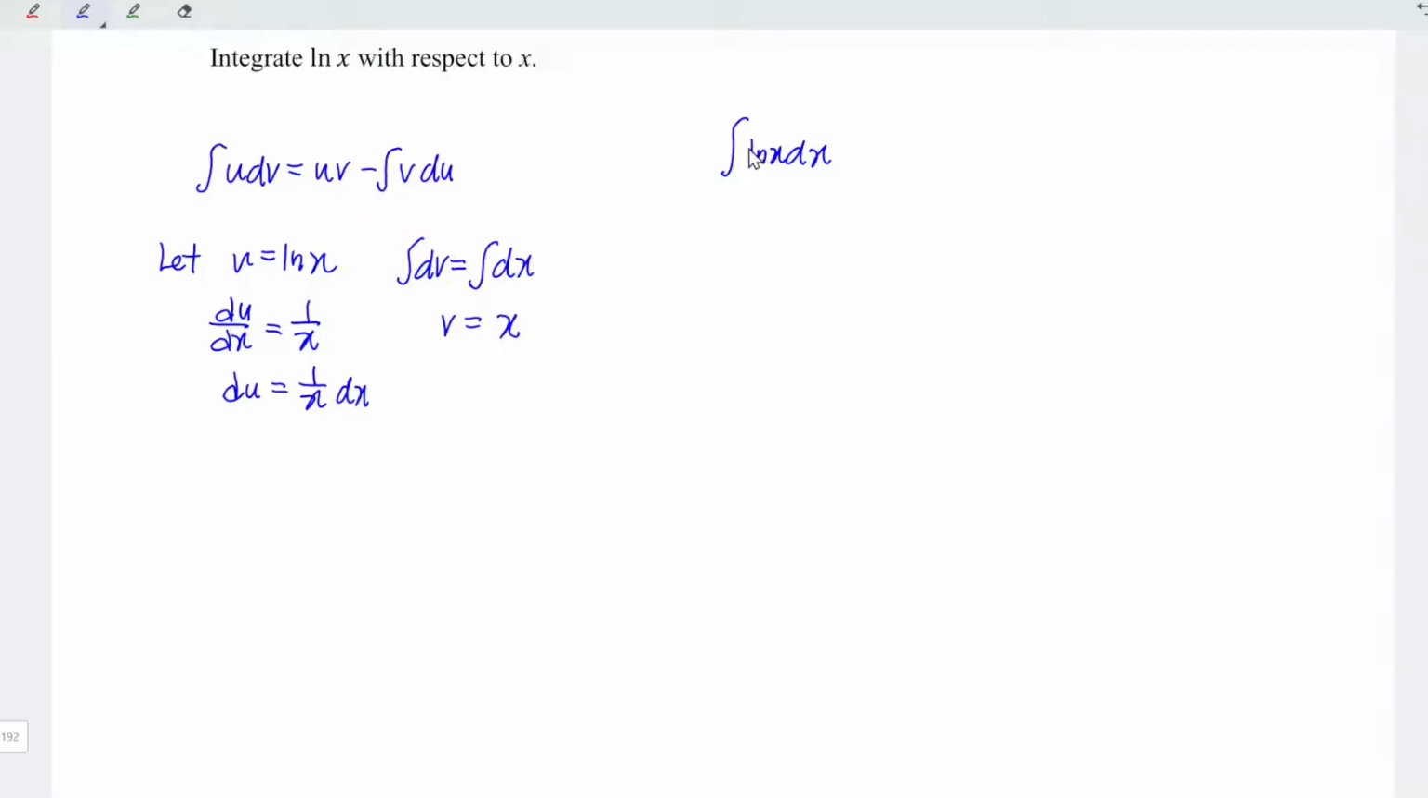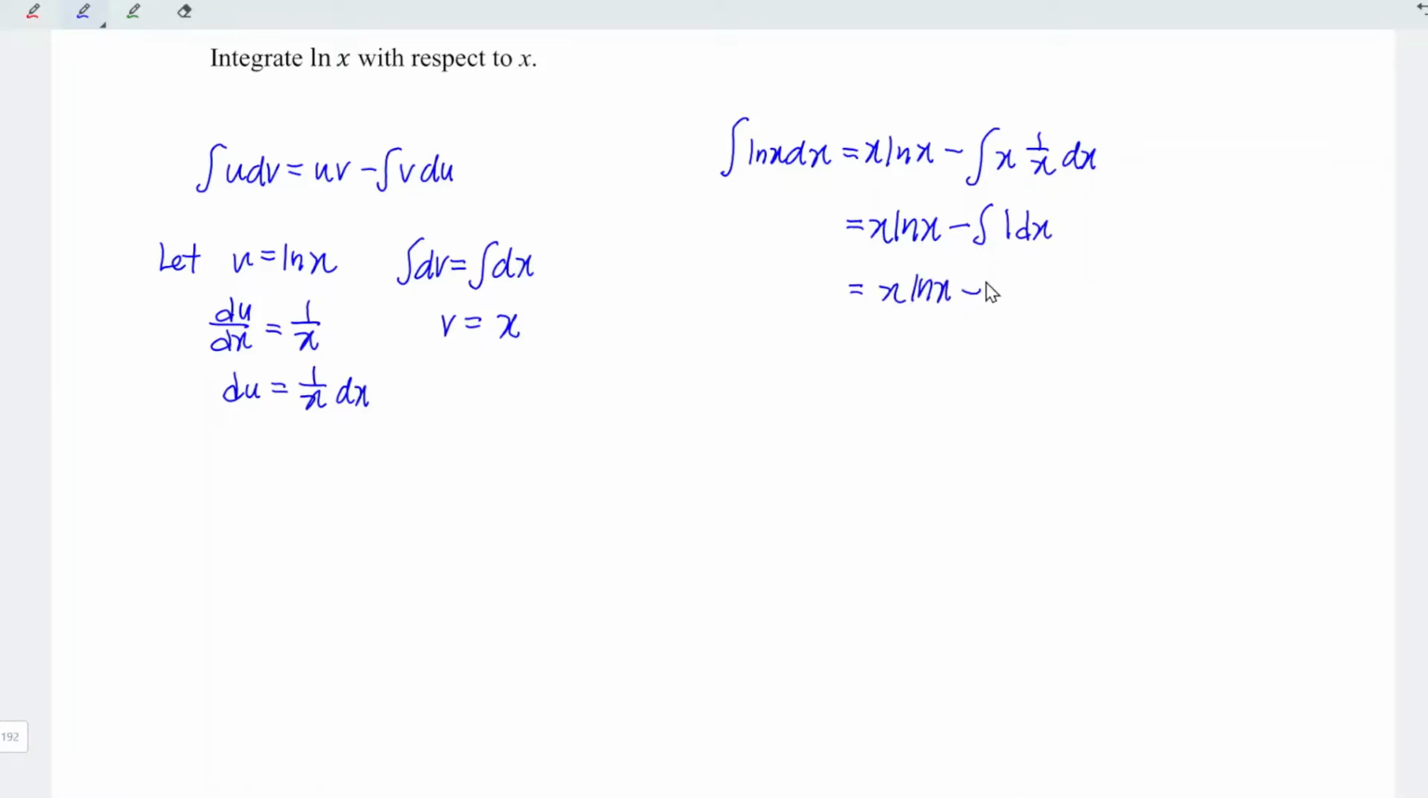So the integral of ln x dx can be written as u, which is ln x, times v, which is x, minus the integral of v, so x, times du, which is 1 over x dx. This is equal to x times ln x minus the integral of x times 1 over x, which is equal to 1 dx.